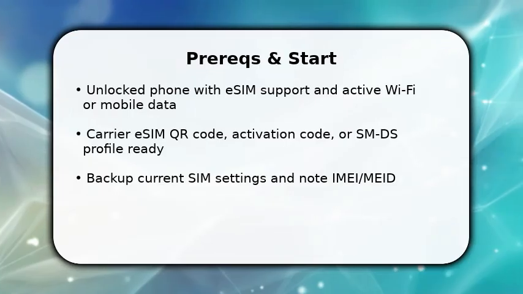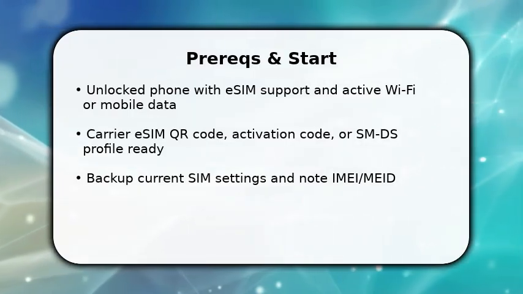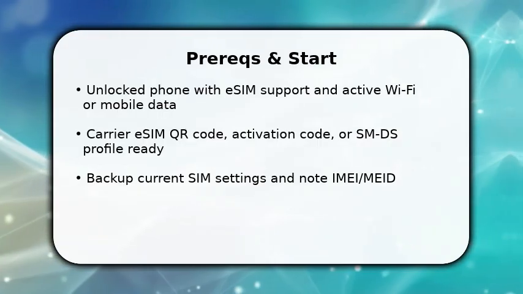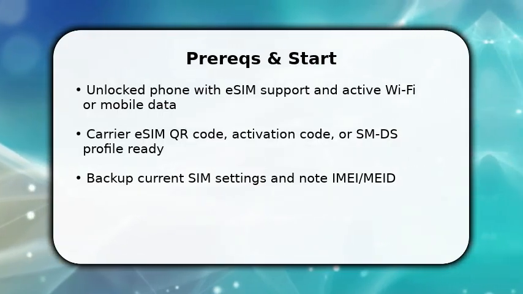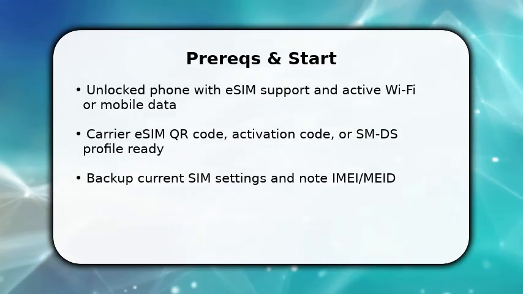You already have the phone, carrier info, and connection. Start now. First, confirm your device is unlocked and supports eSIM, then open Settings and go to the Cellular or Mobile Plans area. Use Wi-Fi to avoid interruptions.